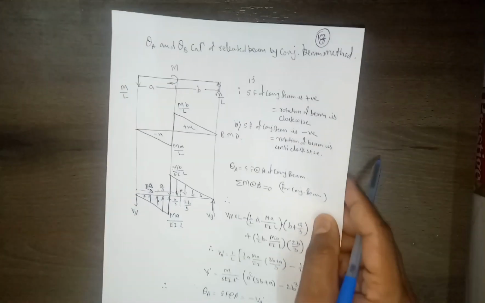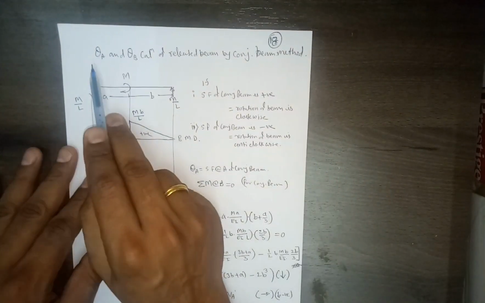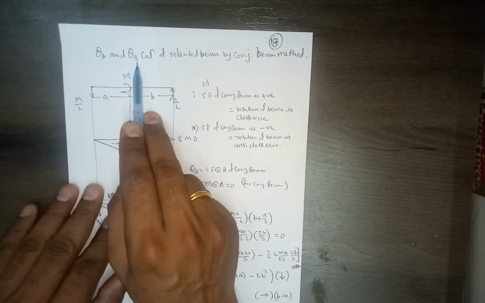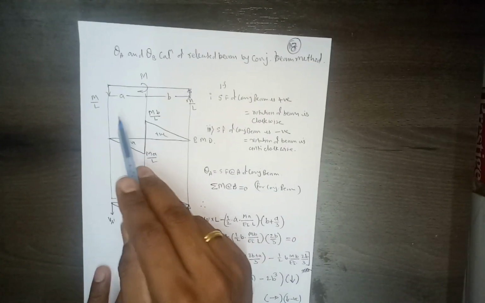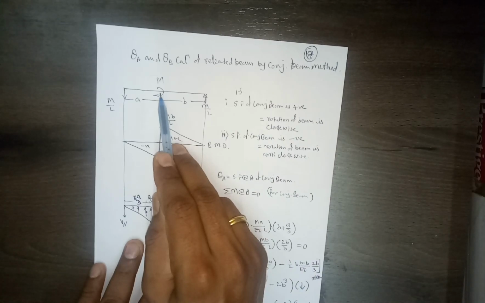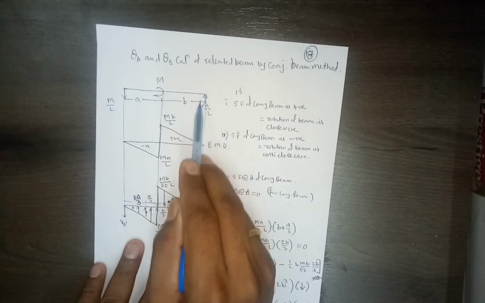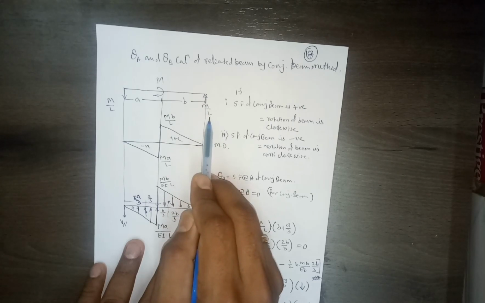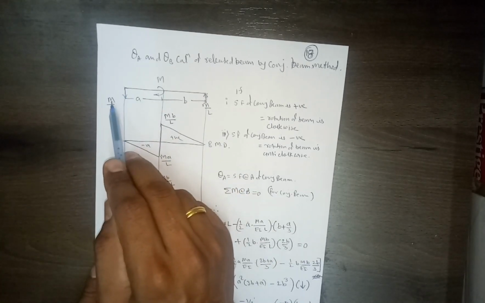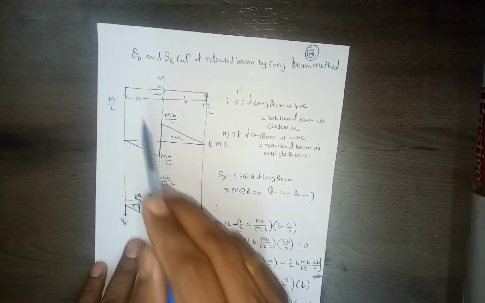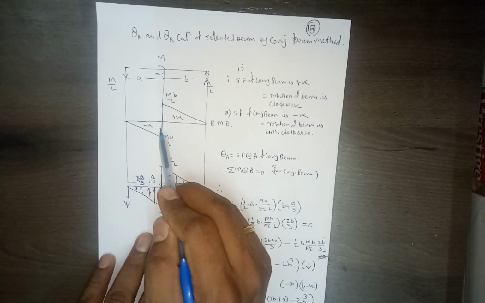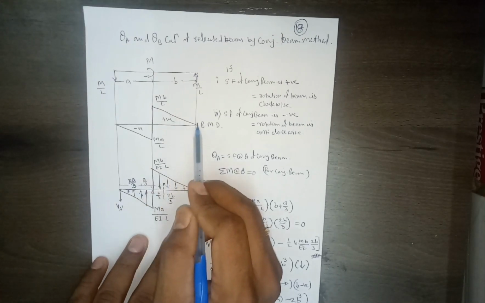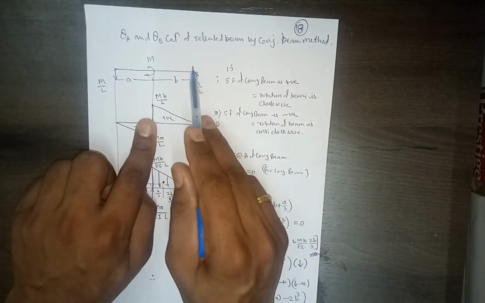Now the procedure broadly is the same again. We have to calculate the thetas. We'll calculate theta A and theta B using the conjugate beam method. Now we are applying this moment M. If you calculate the reactions, this reaction will be upward M by L, and this reaction will be downward M by L. Now we will be plotting the bending moment diagram. For this bending moment diagram, if you calculate from this end, this is an upward force.